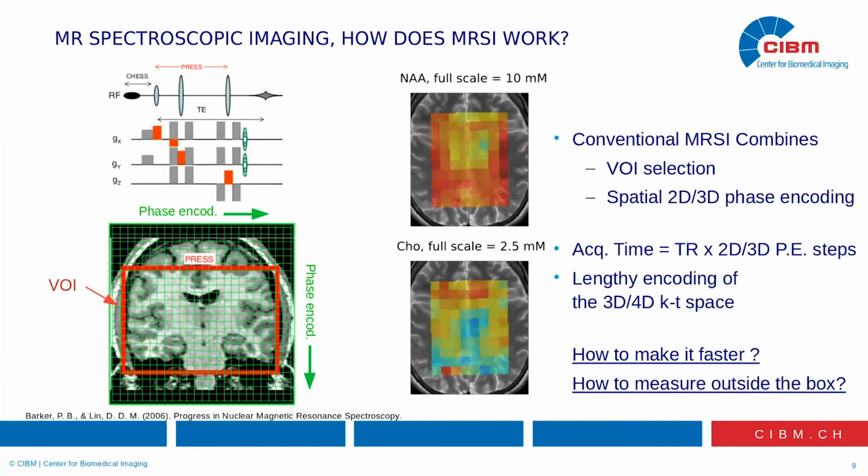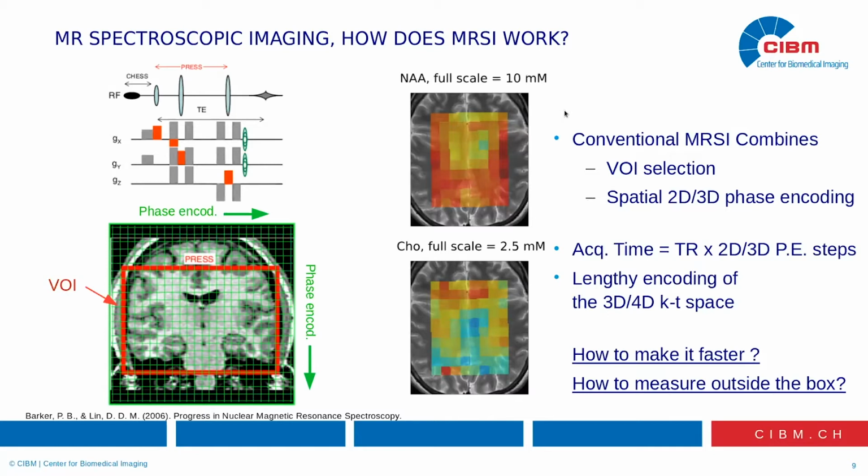Now going from MRS, single voxel, to MRSI, for spectroscopic imaging, this is almost the same. We still have a selective excitation with a volume of interest inside the brain, but now the volume of interest is generally made a bit bigger. Why make it a bit bigger?